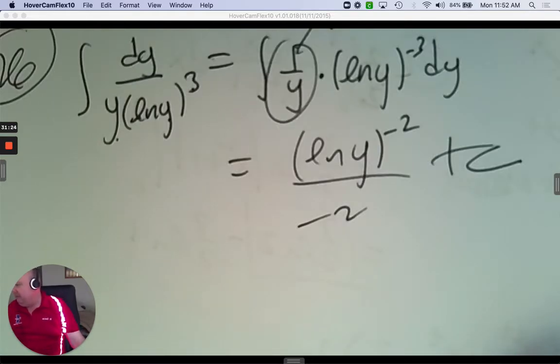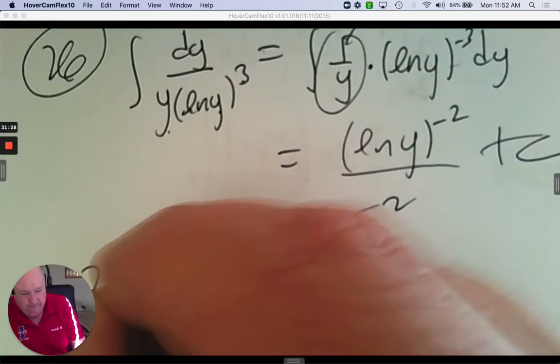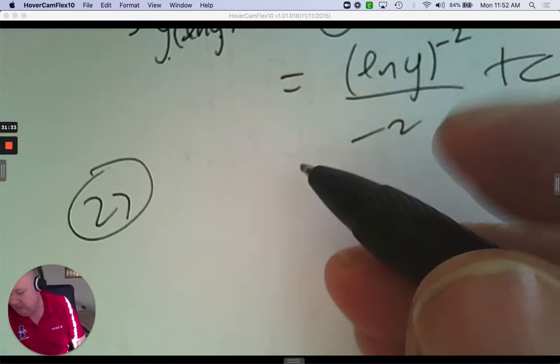Again, that's what makes integrating more fun, to try to see the different ways it could be and to be able to solve it that way. Derivatives are a lot simpler, sometimes too simple. 27.